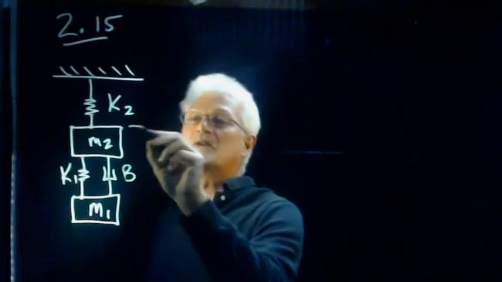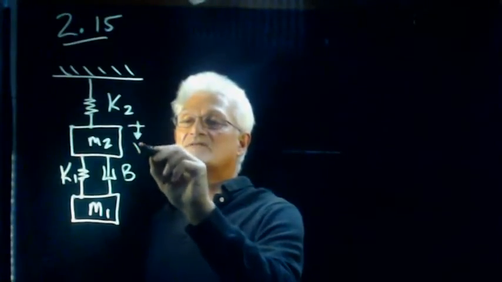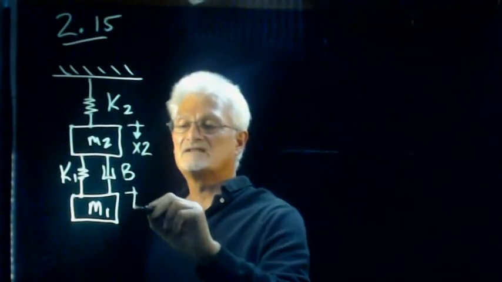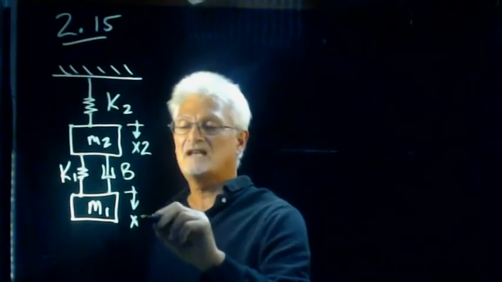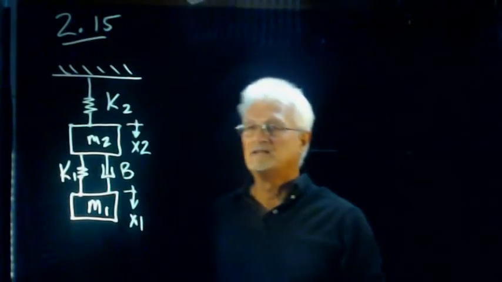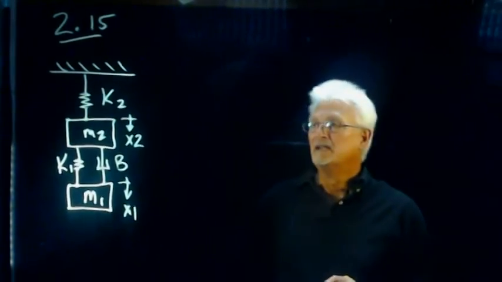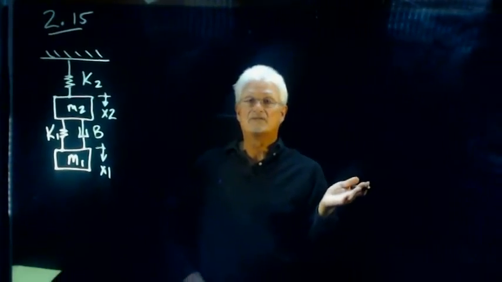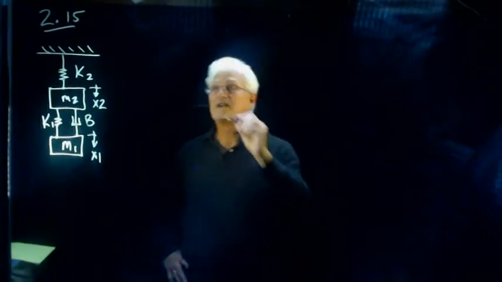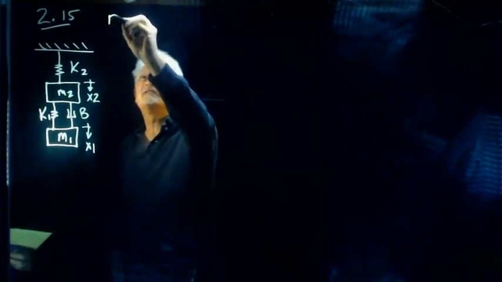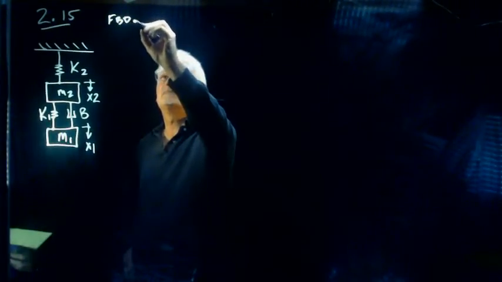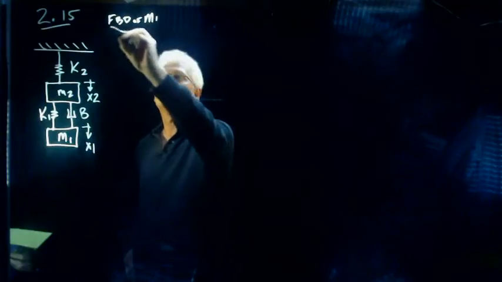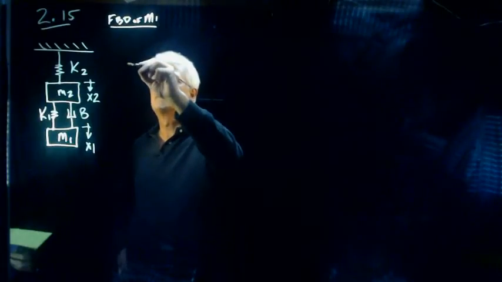Now, even in the problem, they established datums. This is X2. We're going to establish this as the datum. This is X1. So here's our first free body. Now, what's the next step? Let's do a free body diagram, right? That's what we want to try and do. So let's do a free body diagram of mass 1.